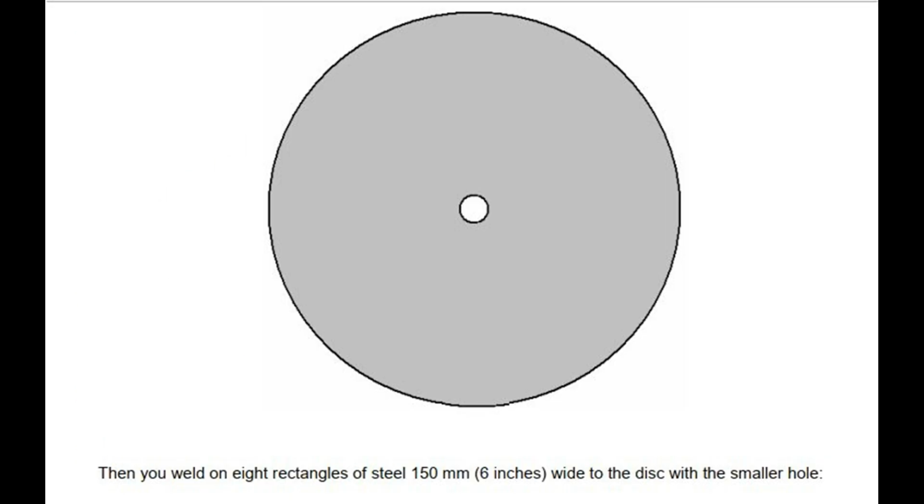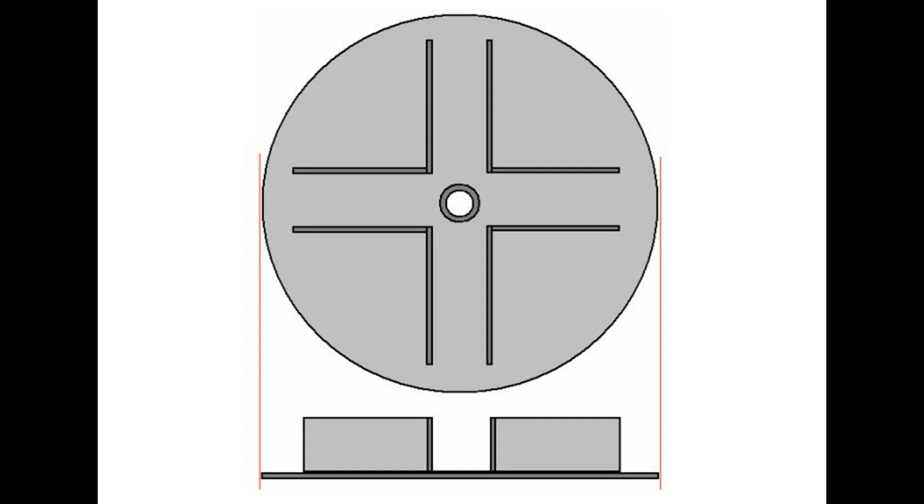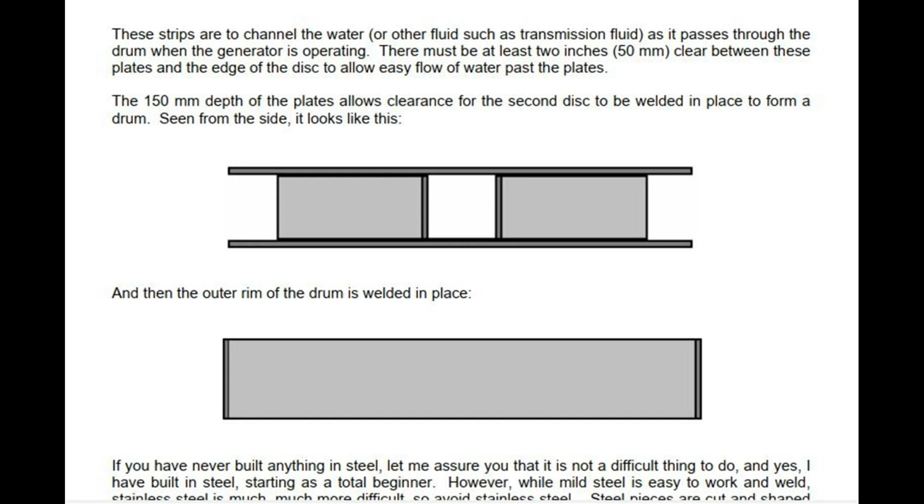Then you weld on 8 rectangles of steel 150 mm, 6 inches, wide to the disc with the smaller hole. These strips are to channel the water, or other fluid such as transmission fluid, as it passes through the drum when the generator is operating. There must be at least 2 inches, 50 mm, clear between these plates and the edge of the disc to allow easy flow of water past the plates. The 150 mm depth of the plates allows clearance for the second disc to be welded in place to form a drum. Seen from the side, it looks like this. And then the outer rim of the drum is welded in place.